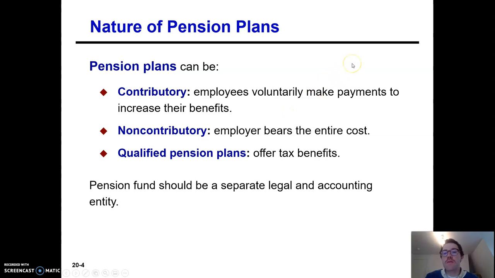Pension plans can be contributory or non-contributory. For a non-contributory plan, that just means that the employer bears the entire cost of it. In other words, the employees don't contribute anything. That is less common. Contributory is more common. You typically are going to contribute some money, and the employer will match a certain percentage of that. And then, a pension plan could be qualified, meaning it has tax benefits. We're not going to cover that in much detail. But what you should understand, though, is that a pension fund should be a separate legal and accounting entity.